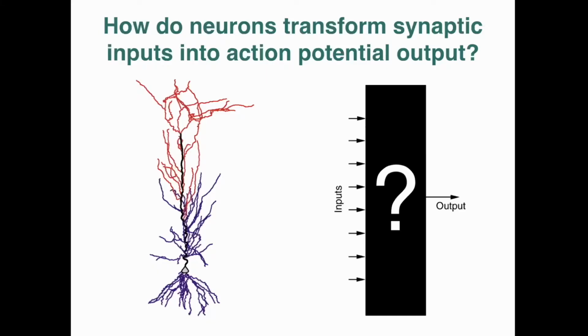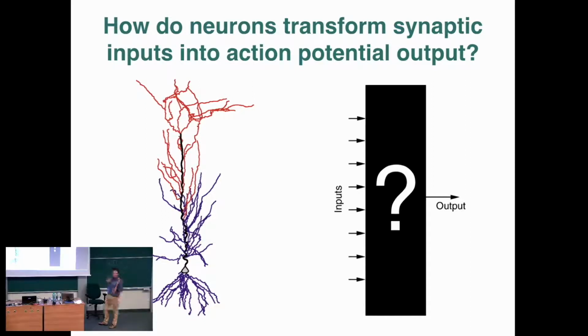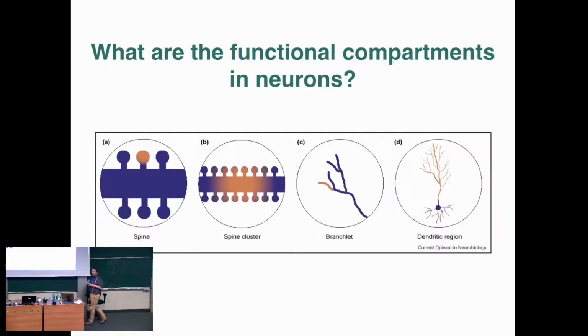So the question we're interested in is, how do the neurons treat the different inputs to create an output spike? What's the algorithm that should replace the big question mark here? And here's an alternative way of thinking about this question, which is, what are the functional compartments in neurons? Is it a single spine? Is it a cluster of spines? Do they interact locally? Is it a whole branch or a whole subtree?